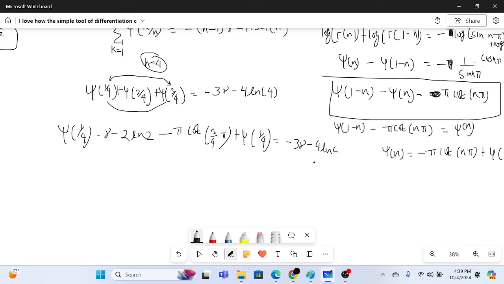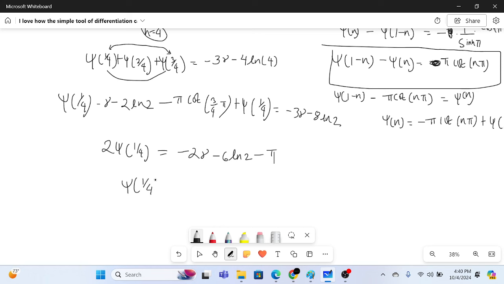Now 4 ln 4 I can write as 8 ln 2. Okay, now there are two digamma 1 by 4s, right? And then we have this equals minus 2 Euler-Mascheroni constant minus 6 ln 2, and this is minus 1, so plus pi and then minus pi. That means digamma of 1 by 4 is just minus Euler-Mascheroni constant minus 3 ln 2 minus pi by 2. Yeah, now this is our second sum value.